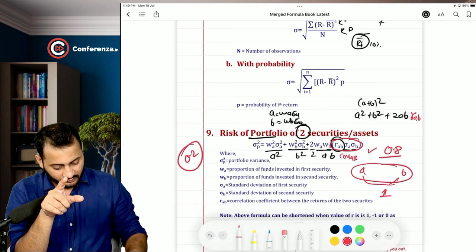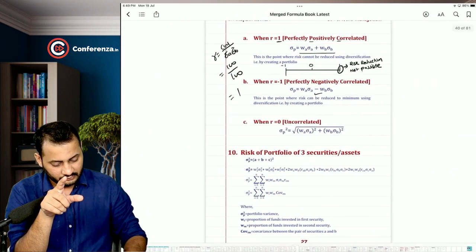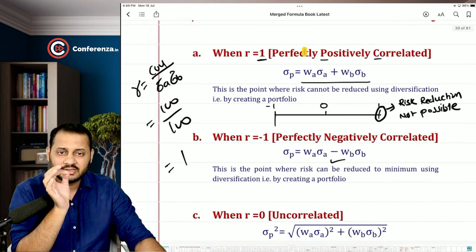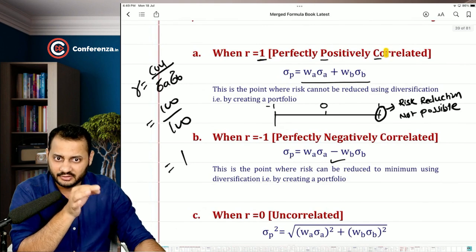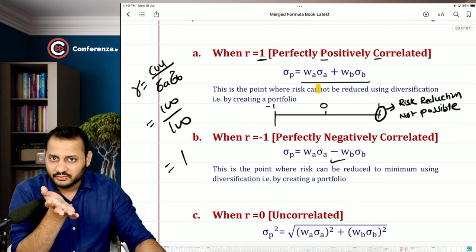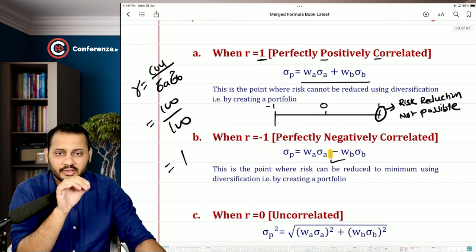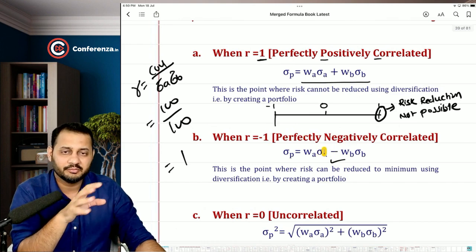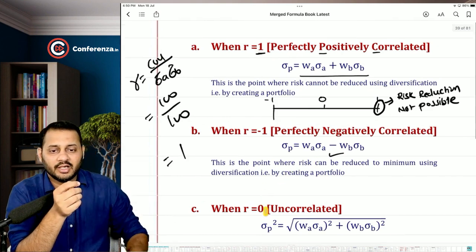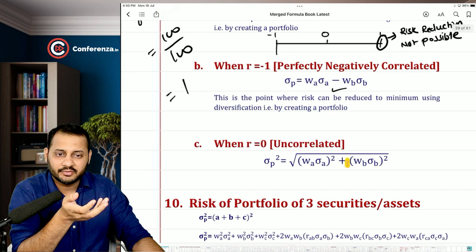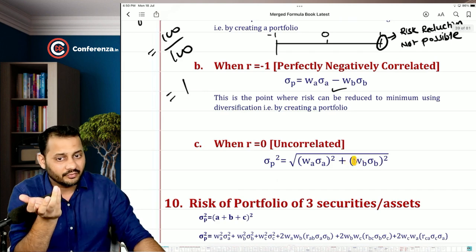When the correlation coefficient is exactly 1, we call it perfectly positively correlated, and then the formula gets reduced to this much. When it is -1, it is negatively correlated, and the formula gets reduced to this much: weight of A, standard deviation of A, minus weight of B, standard deviation of B. When r is equal to 0, standard deviation of P square is equal to weight of A, standard deviation of A square, plus weight of B, standard deviation of B square, and then square root.